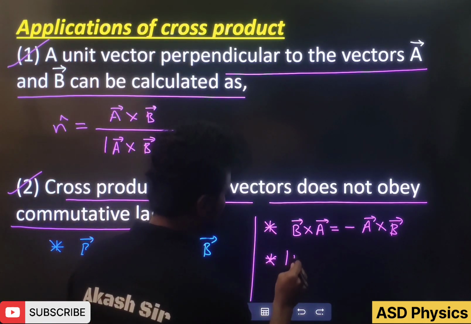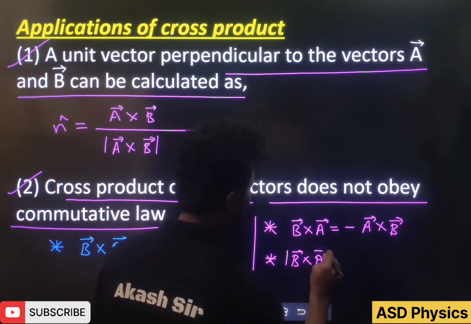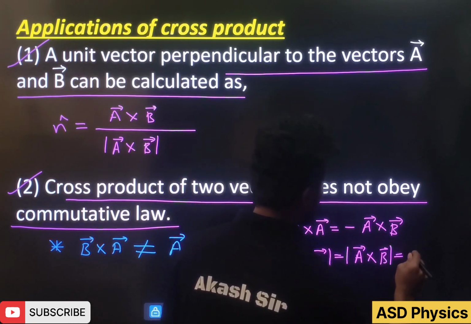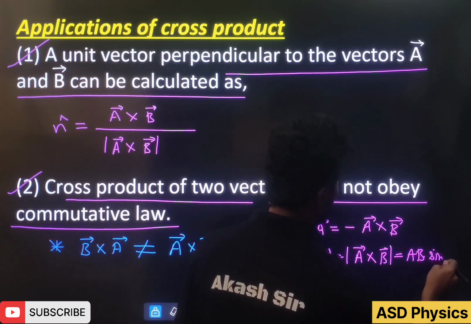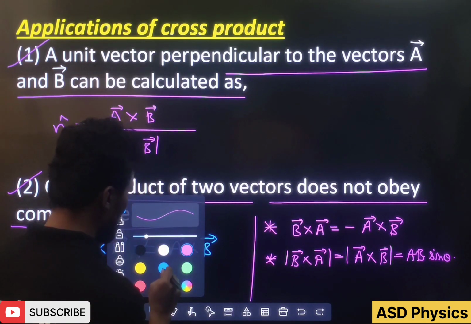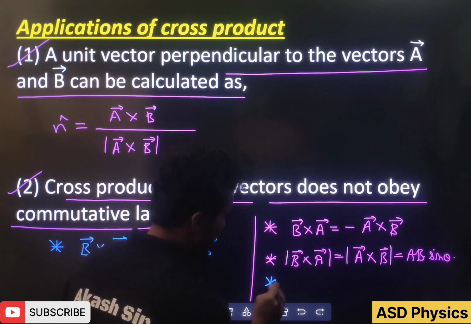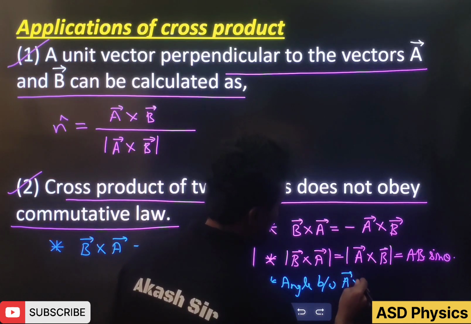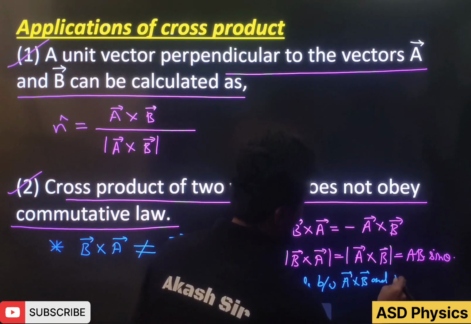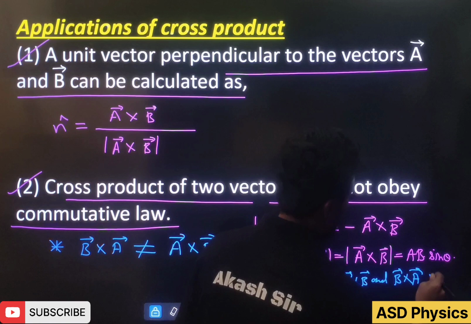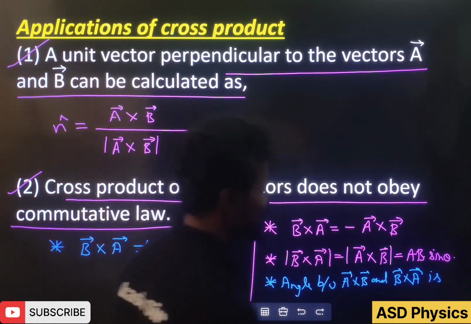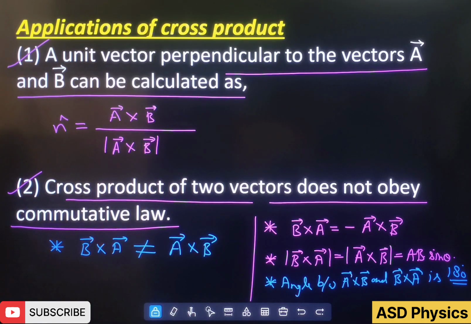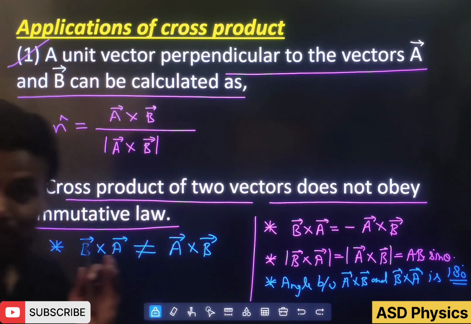And if I talk about the magnitude, magnitude wise both are the same. That's why they are opposite vectors. So what will this become here? Already we have seen AB sin theta. Okay, and one thing again we have to remember: the angle between A cross B and B cross A is how much? Yes, correct students, 180 degrees, because they are opposite vectors. Kindly remember this basics.